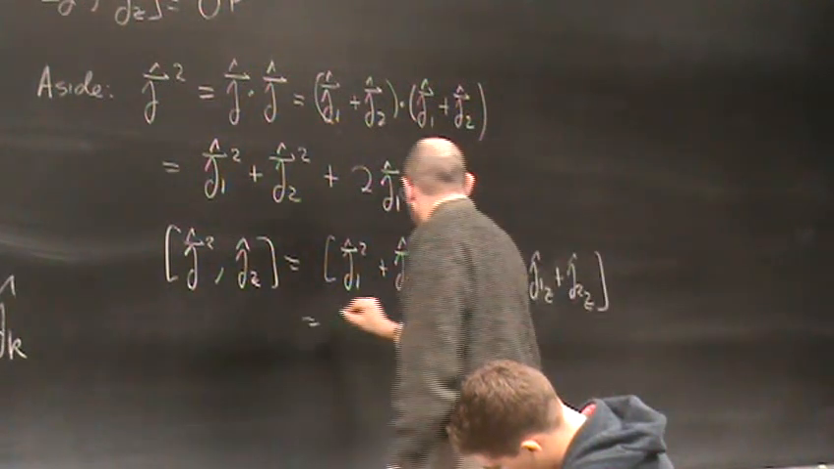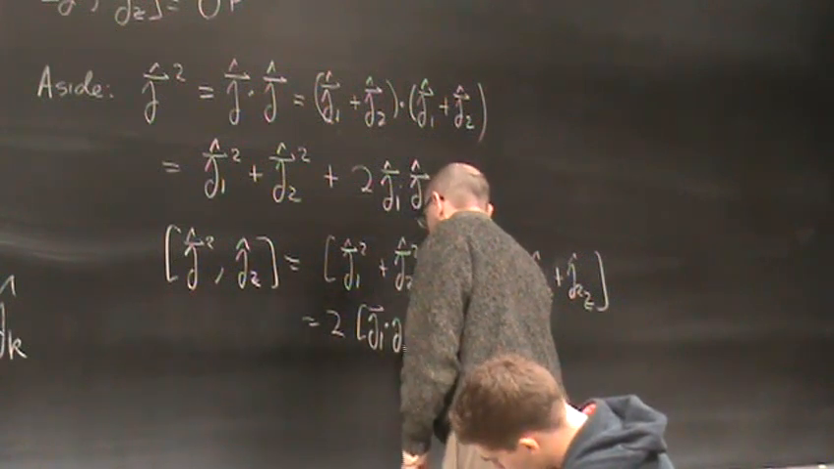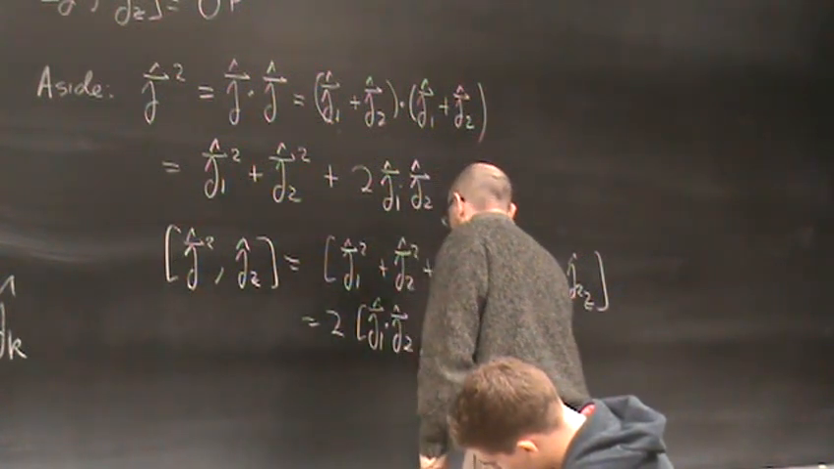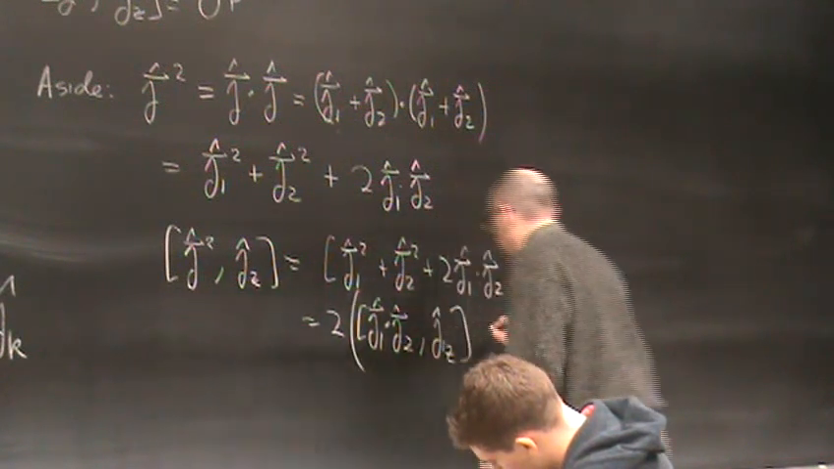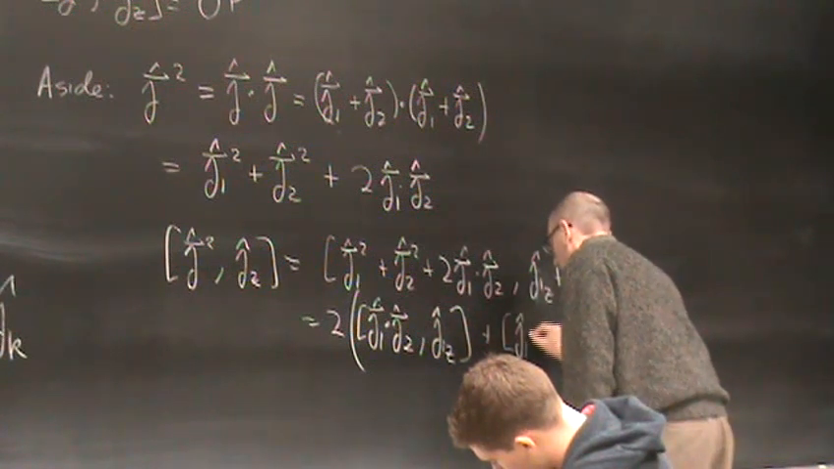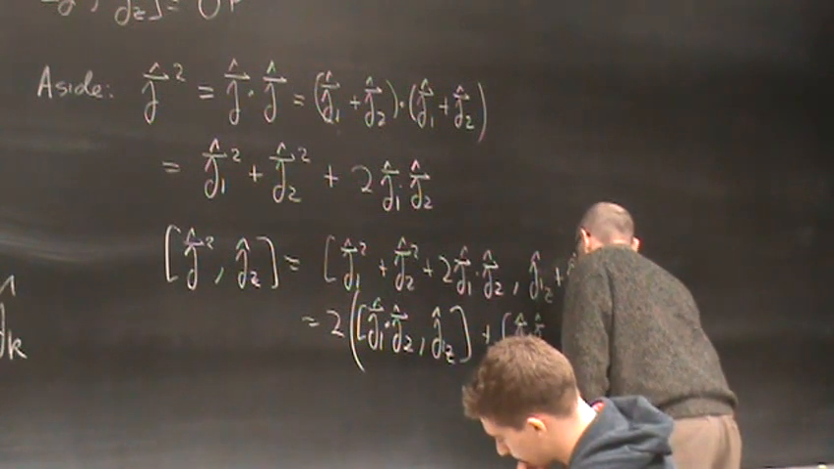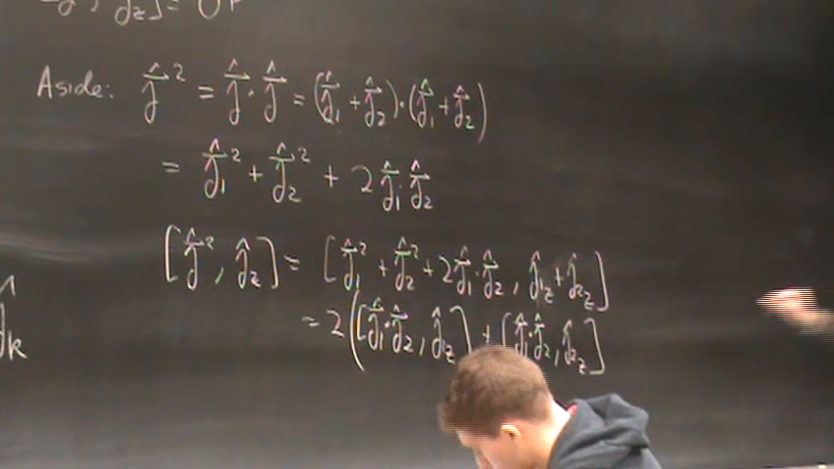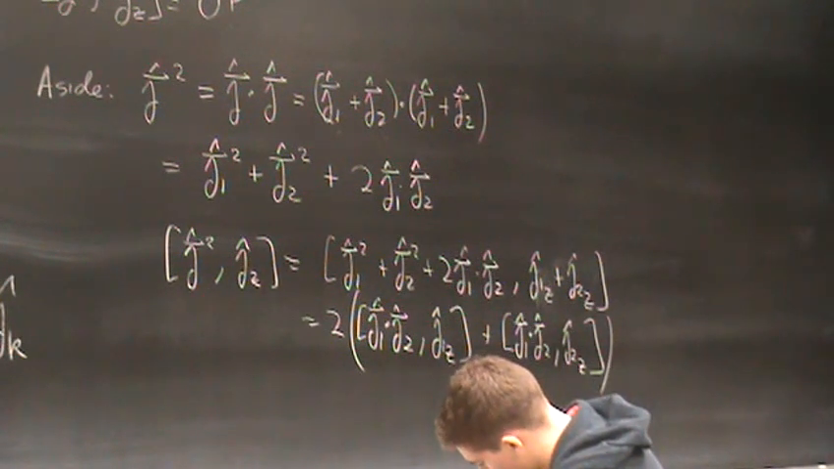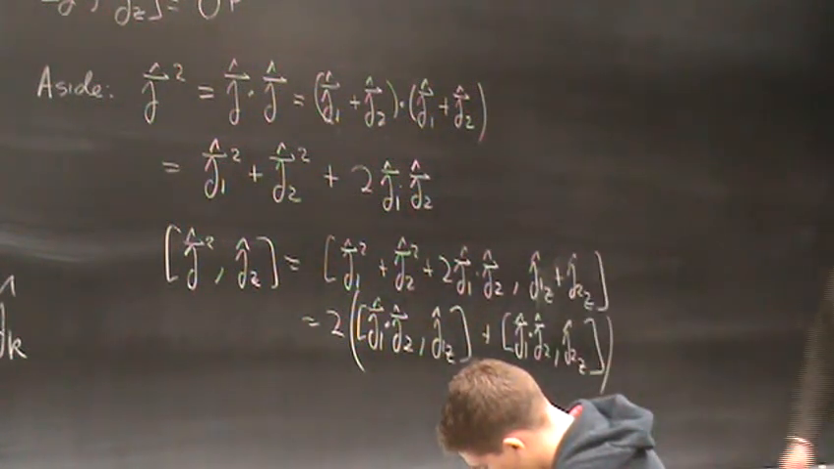So we have this is equal to 2 times (j1 dot j2 commuted with j1z plus j1 dot j2 commuted with j2z). Close paren. All right, so now we have to do this commutator.